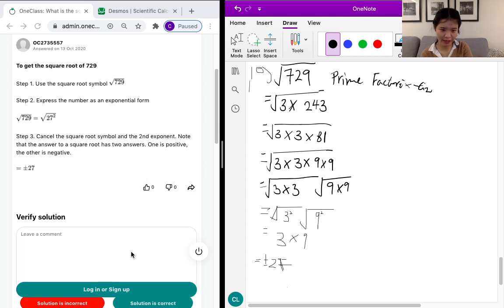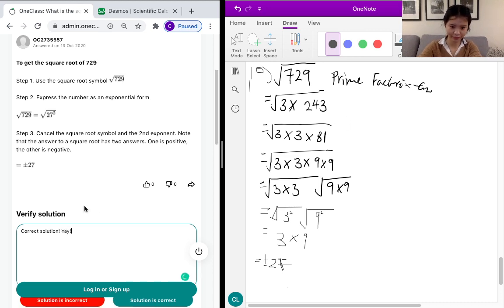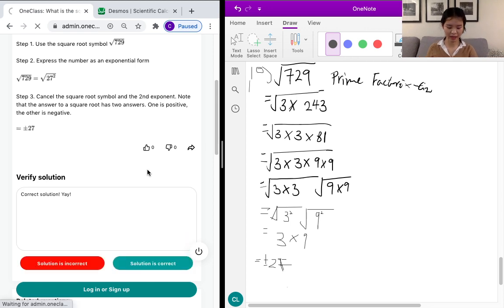They just kind of memorized the perfect squares, but you can also derive the answer using prime factorization like us, or like how we just did. However, the solution is correct, so let's just say correct solution. Yay. Now let's move on to our next problem.